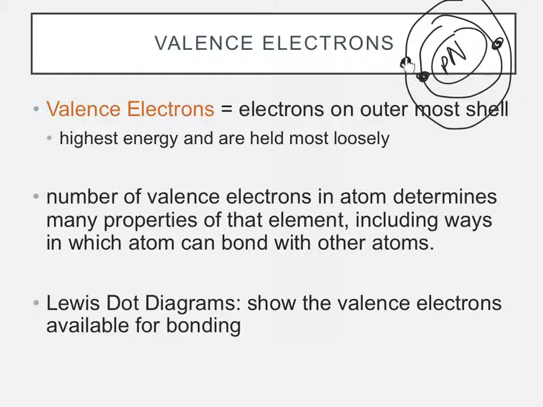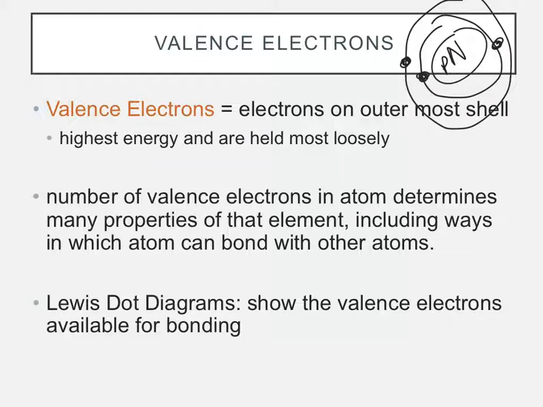This is going to have a lot of energy, and it's going to be held the most loosely in comparison to these two. These two electrons are going to be held real tight to that nucleus, but this one is not quite as tight. How many valence electrons we have determines the property of that element, how it can bond with other atoms.